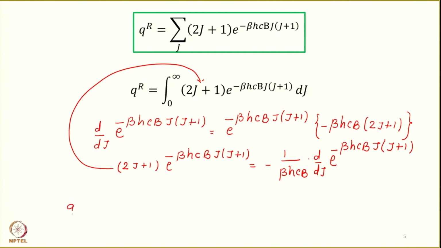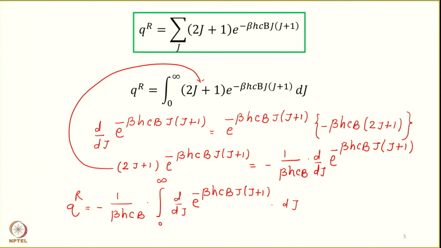So, what I have now is q_R equal to minus 1 over beta hcB, integration from 0 to infinity, d/dJ of exponential minus beta hcB J into (J plus 1) dJ. This becomes easier now because you have simultaneously integration and differentiation, which cancel each other.